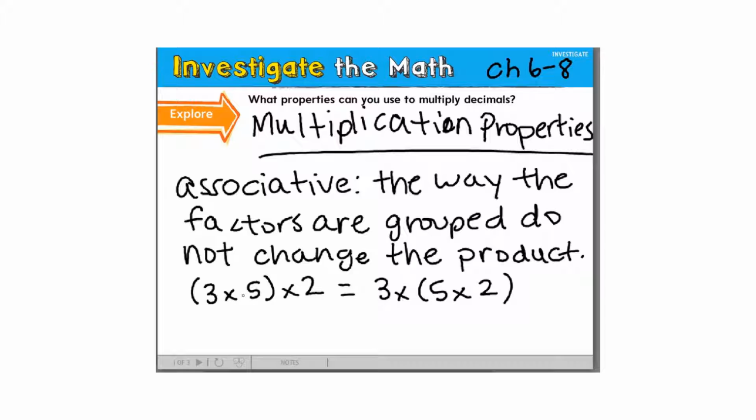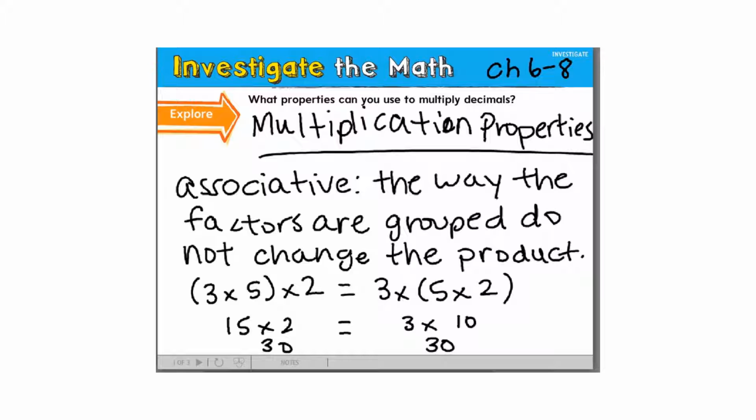So if I multiply 3 times 5, I get 15. 15 times 2 is 30. On this side of the equal sign, 5 times 2 is 10, and I multiply that by 3, which I still get 30. So what this is saying is no matter how you group the numbers, you will get the same answer in the end, even if you group them differently than your neighbor does.